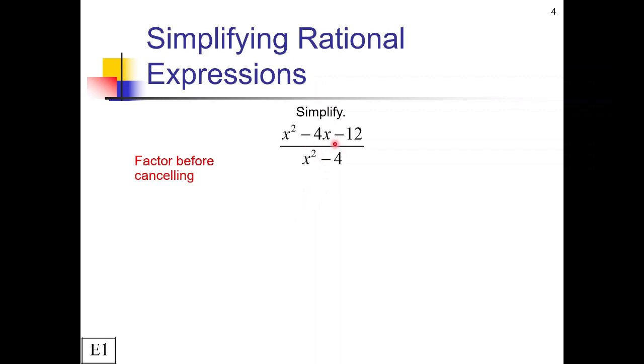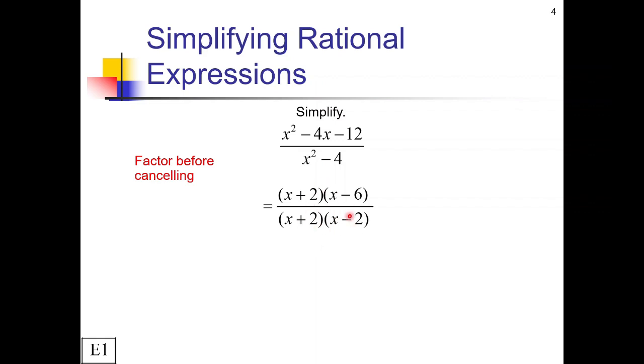So in the numerator, this is just a 1x squared situation, so we're just looking for things that multiply to negative 12 and add up to negative 4. Well, 1 and 12 doesn't work. 2 and 6 works if we have positive 2 and negative 6. So x plus 2 and x minus 6 will do it there. In the denominator, we have a difference of perfect squares. So we can actually square root both of these and use a plus minus in parentheses. So that'll leave me with x plus 2 and x minus 2.